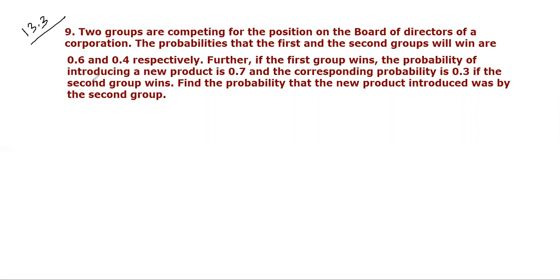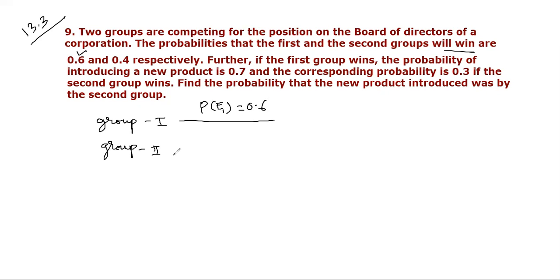So group 1 wins and group 2 wins, probabilities are given. So there are two groups, let's say group 1 and group 2. Okay. So the probability of group 1 winning is 0.6 and the probability of group 2 winning is 0.4.